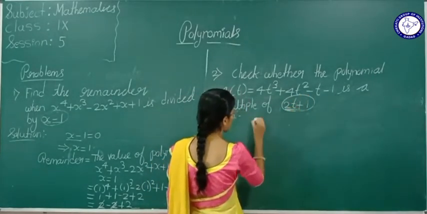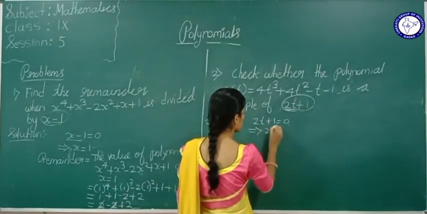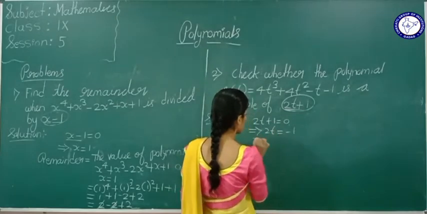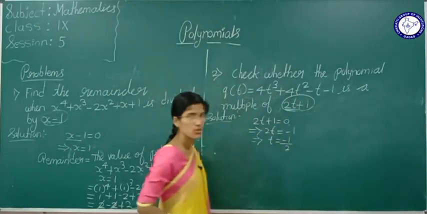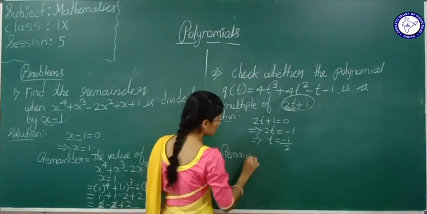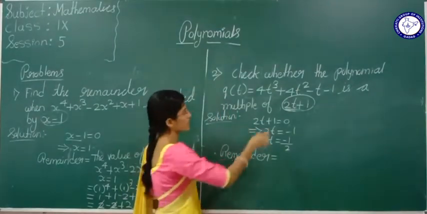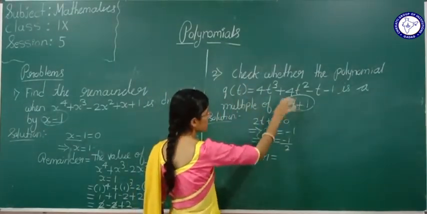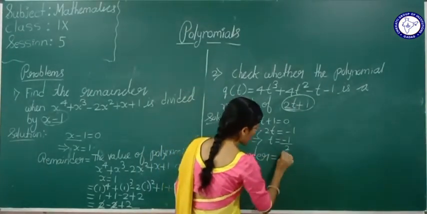See, equate this divisor with 0. So this implies 2t is equal to minus 1. So this implies t is equal to minus 1 by 2. Now find out the remainder. See students, if we get remainder 0, definitely this is a multiple of this, otherwise no. Okay. By remainder theorem, how to find the remainder?